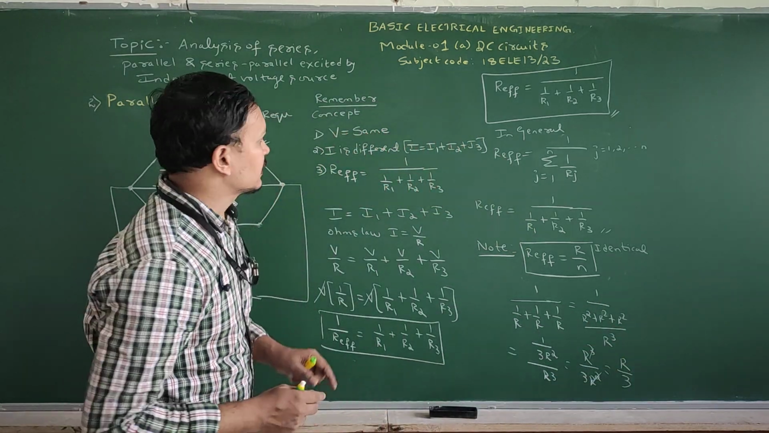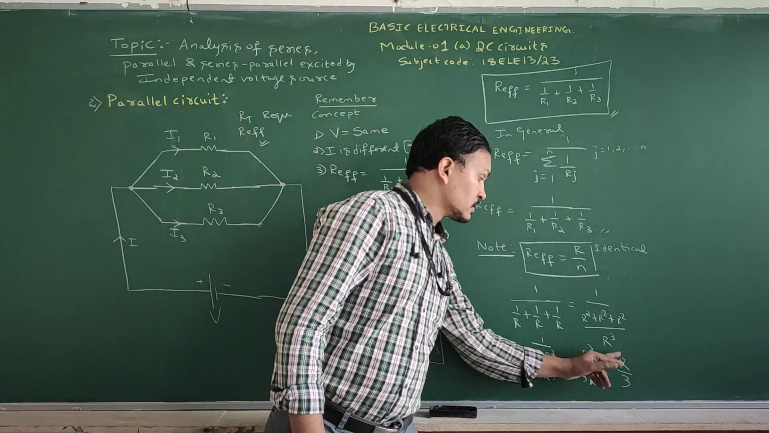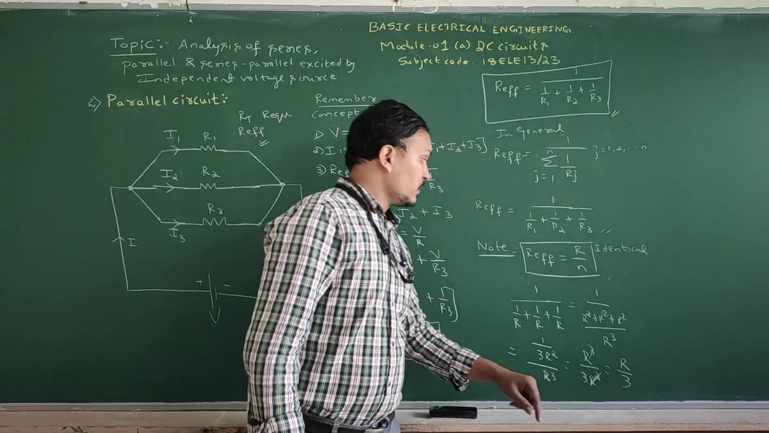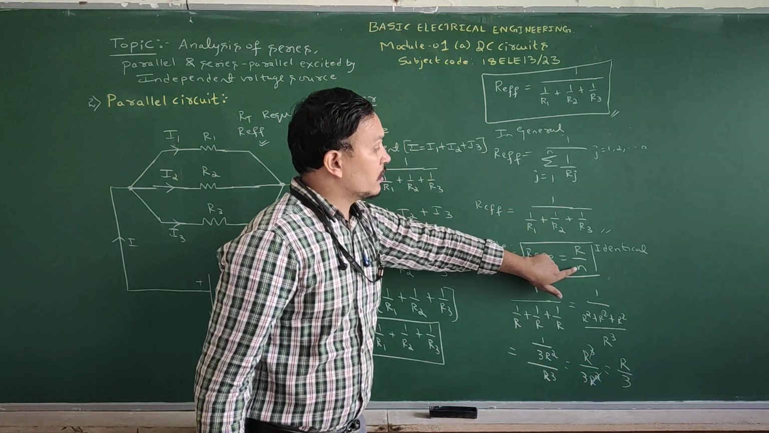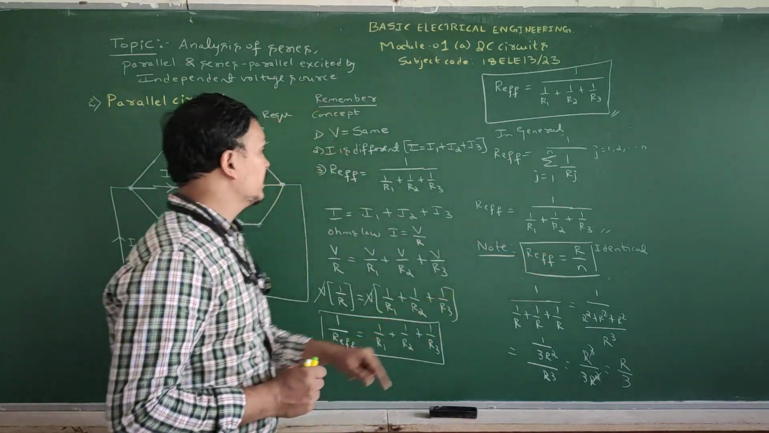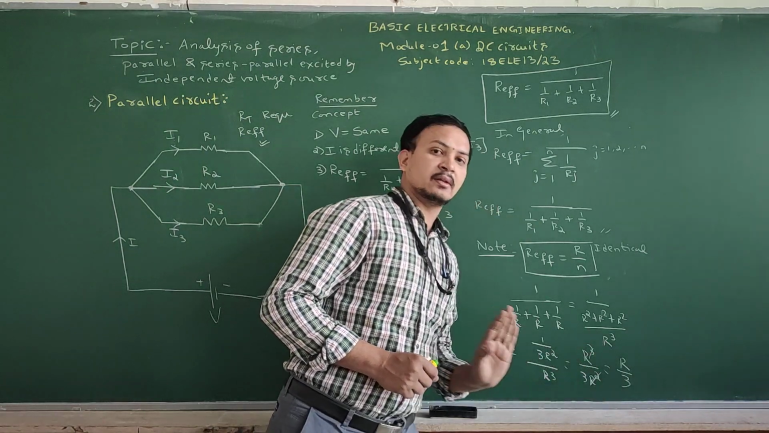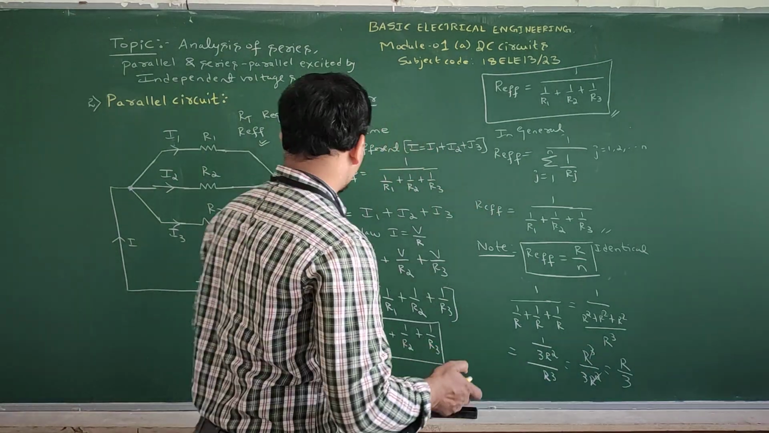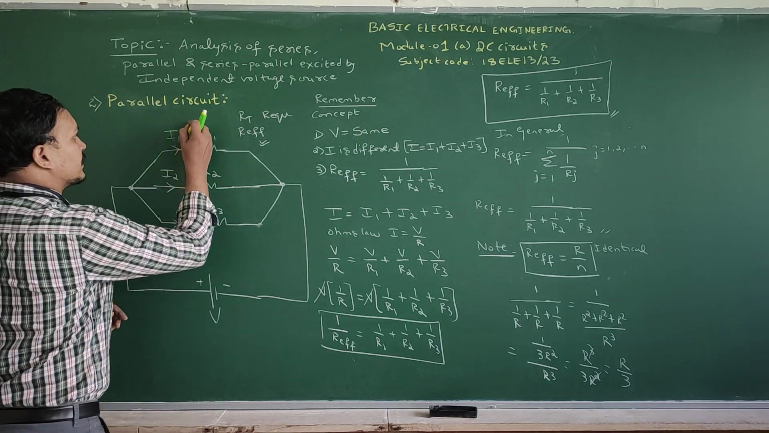So when 3 resistors are connected in parallel, identical, then its effective resistance is R by 3. So therefore, this we can write as R by N. What does N indicate? The number of identical elements. How many elements are identical? 3 elements. So you will get R by 3. Okay, got it?